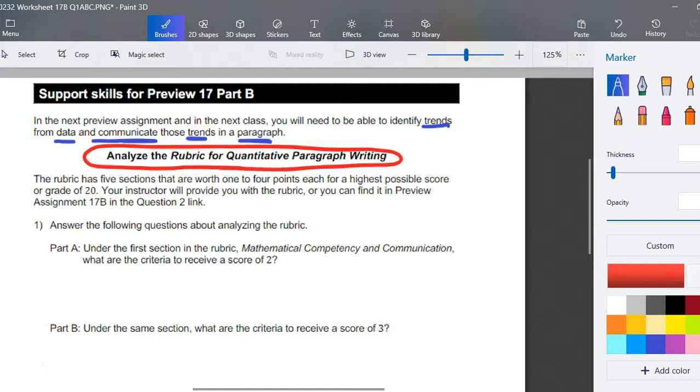for quantitative paragraph writing. It mentions that the rubric has 5 sections that are worth 1 to 4 points each for a highest possible grade of 20. In other words, 5 times the highest, 20. Your instructor will provide you with a rubric, or you can find it in the preview assignment in the question 2 link that they provide. Right now, let's go look at the actual rubric.